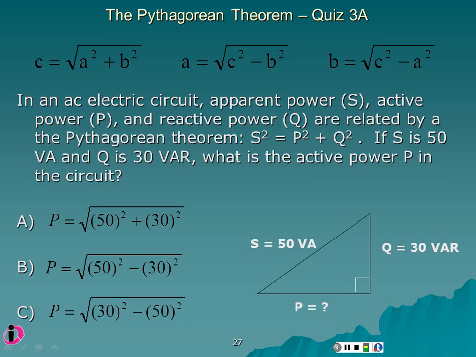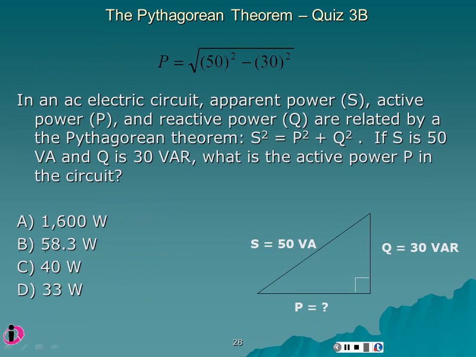And even from the picture of the triangle, you see the hypotenuse is 50 volt amp, right? Any question? Let's try another example. Oh, okay, let's solve it first. I think we did not solve it yet. Now, what is P? This is 40 watt.